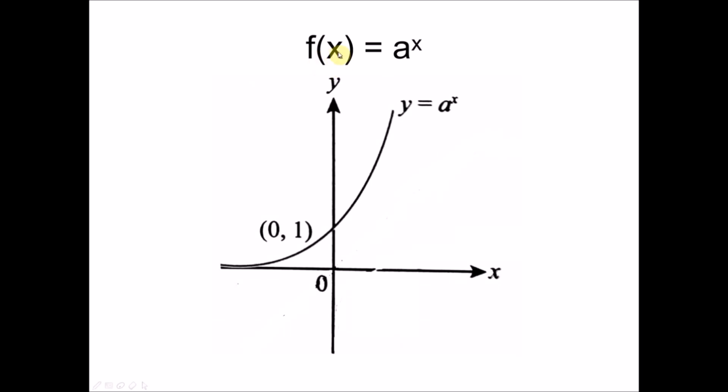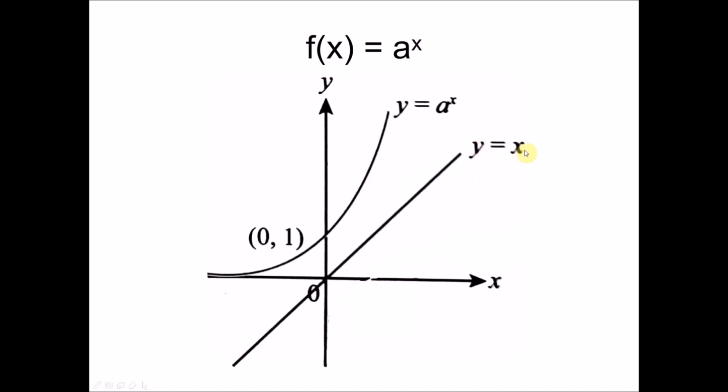Okay, given the function f of x equals a to the power of x, we draw the graph. Generally the graph will be a curve as shown. And then remember, when we learned the properties of the inverse function, we can draw the inverse function of this graph if we can find the reflection of this graph onto the line y equals x.